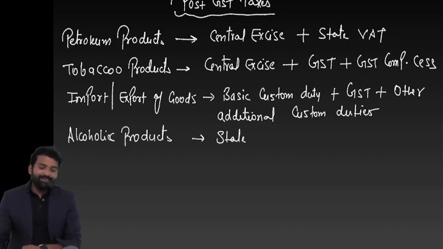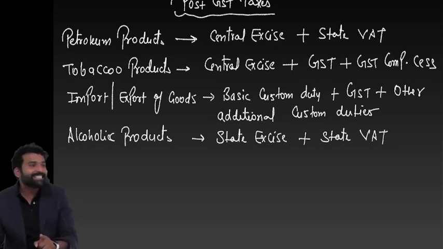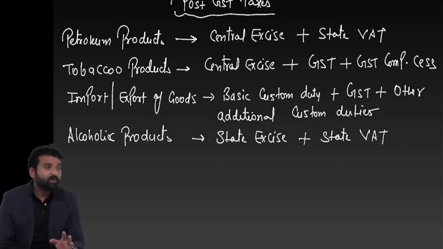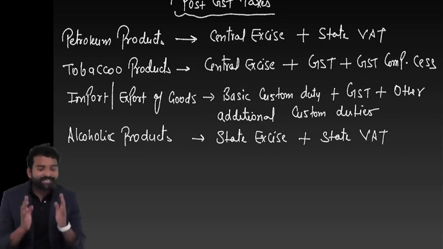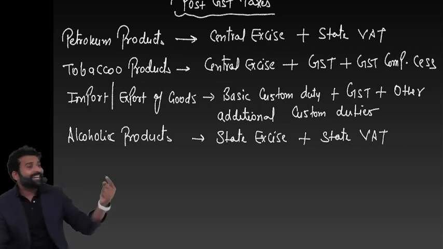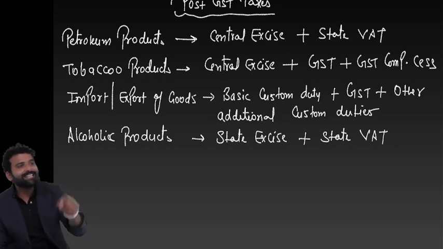Alcohol. Interesting thing, on alcohol we have no central excise, we have state excise and state VAT. So the 100% control on alcoholic products is only in the hands of the state. This is again interesting. On petroleum we have central excise and state VAT, but on alcohol we have state excise and state VAT.